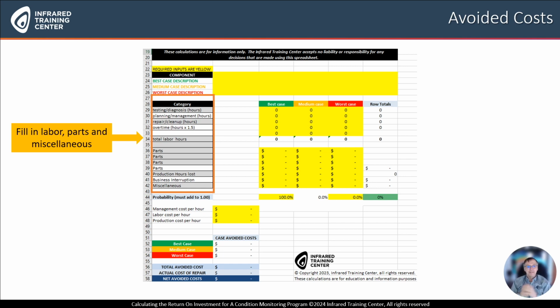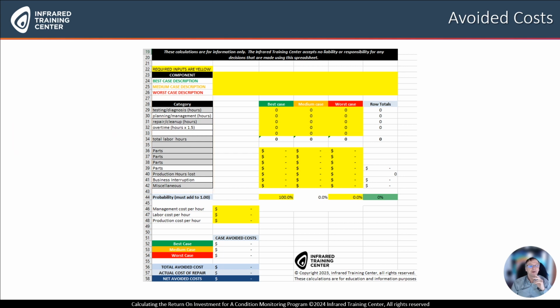And we sum up our total labor hours, and then parts. You can put as many parts in here as you wish. You can expand this Excel spreadsheet as you need to. And is there any production hours lost? Was there any business interruption? Is there a case where we have to pay somebody because we couldn't make that product? Okay. And so that becomes very important. You do this for the best case, you do it for the medium case, you do it for the worst case, and it'll sum everything up.